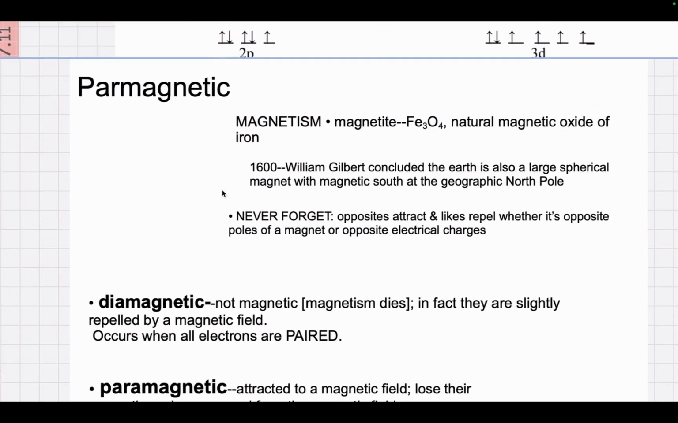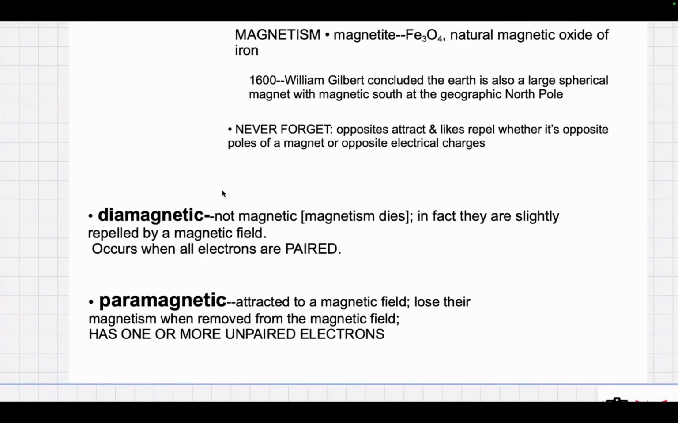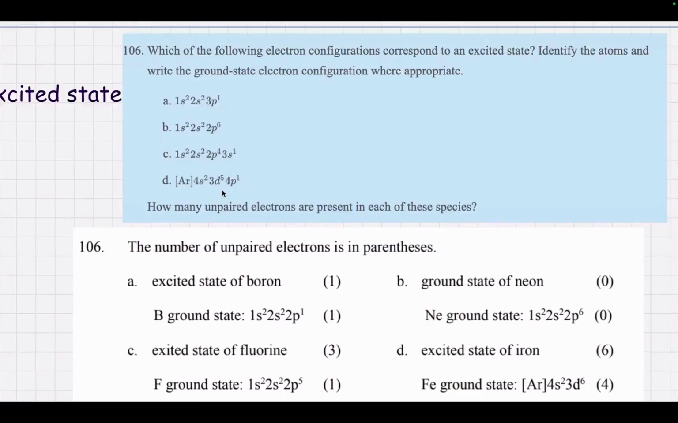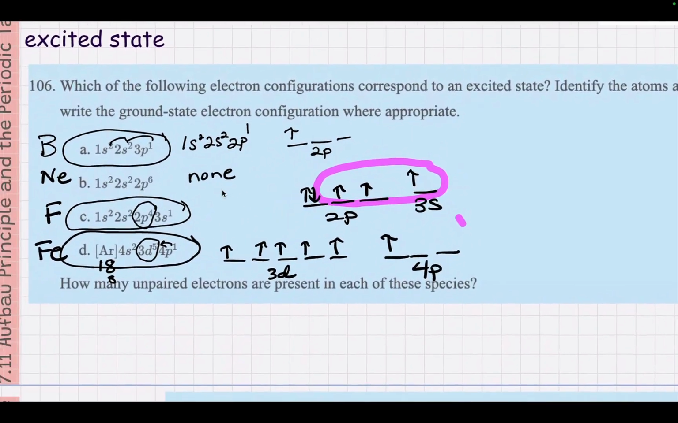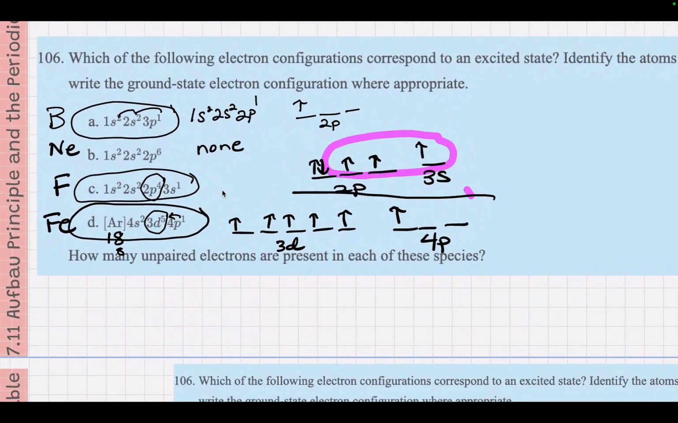Paramagnetic and diamagnetic, when you look at those unpaired electrons, if there are any that are unpaired, we say that they are paramagnetic. They're going to be attracted to a magnetic field. And if you look back at our examples up here, we would say this is paramagnetic because it has unpaired electrons. A, C, and D are all paramagnetic, and letter B would be diamagnetic.